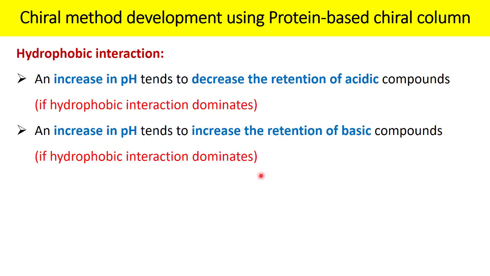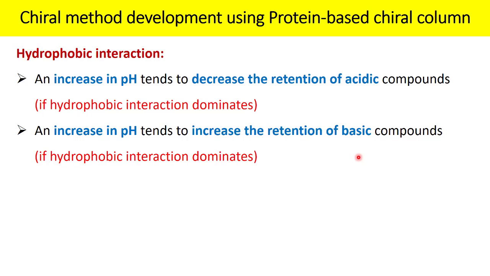The second example: an increase in the pH, but now you have the basic compound. Will the basic compound undergo ionization at the higher pH, meaning the alkaline pH? Certainly not. And hence it will remain non-polar because it is a non-ionized compound. So your stationary phase is hydrophobic, your compound is non-polar or hydrophobic, so the hydrophobic interaction is very strong, and because of that, at higher pH the basic compound is retained for a longer time.